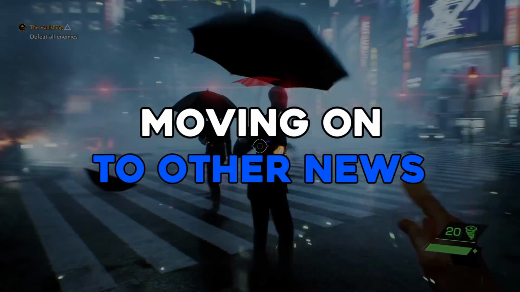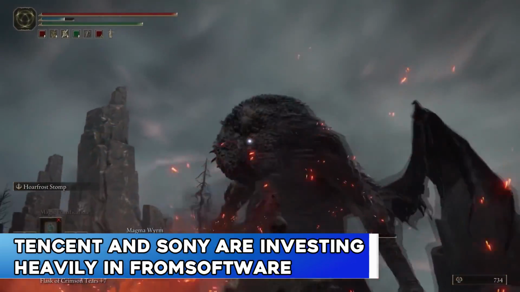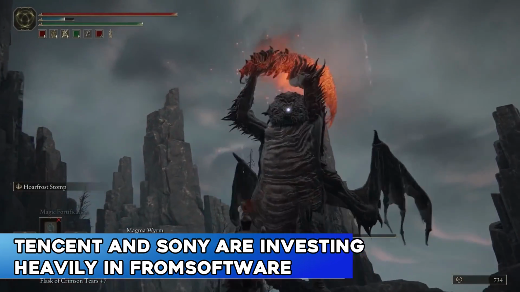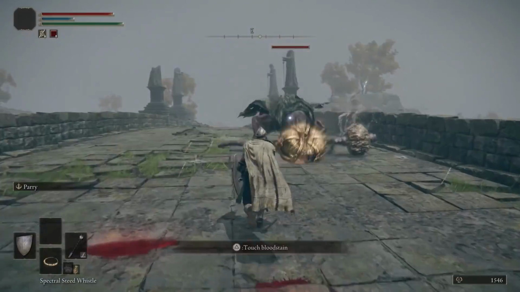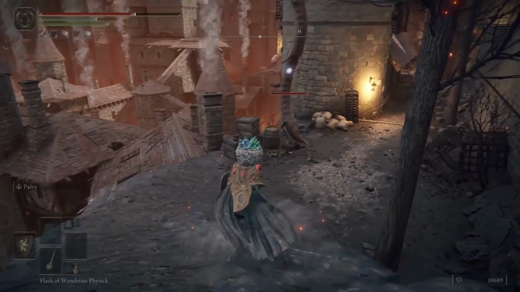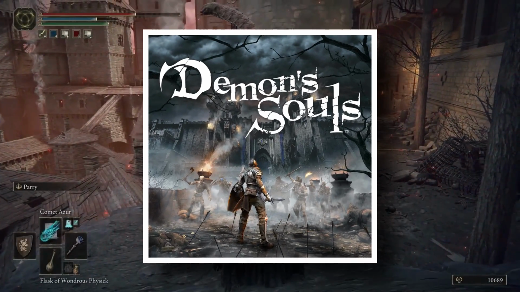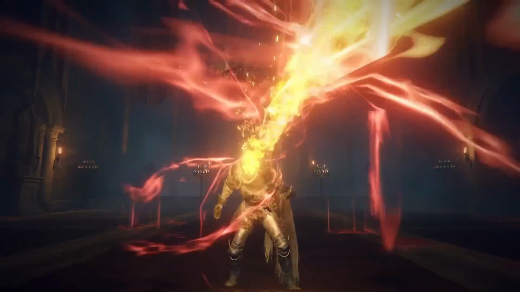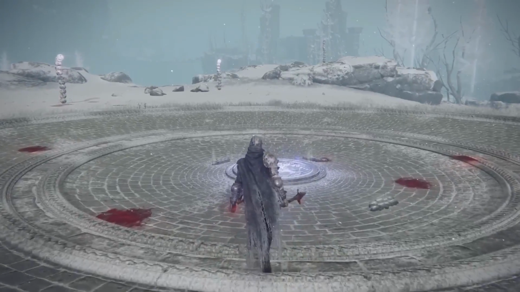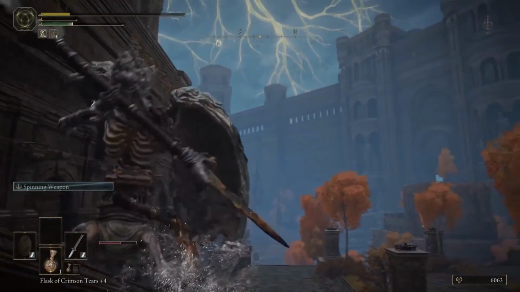Now, moving on to other news. To kick things off, Tencent and Sony are investing heavily in From Software. Elden Ring was a long time coming, building on the groundwork put down by From Software's groundbreaking PS3 title, Demon's Souls, in 2009. The Dark Souls trilogy, as well as two other titles of a similar nature, significantly increased the audience for these challenging and enigmatic action RPGs.